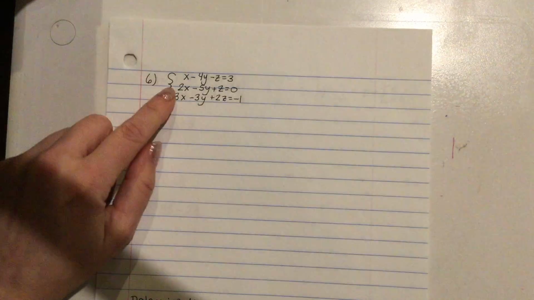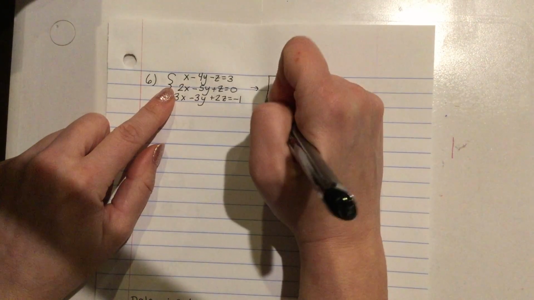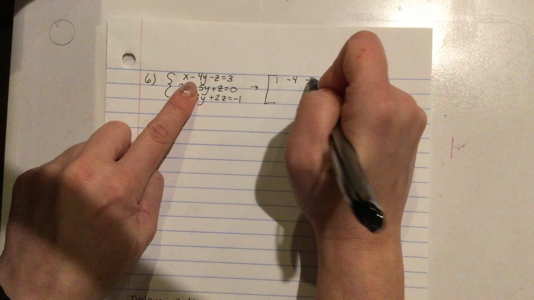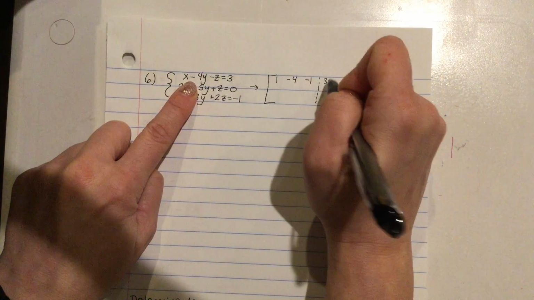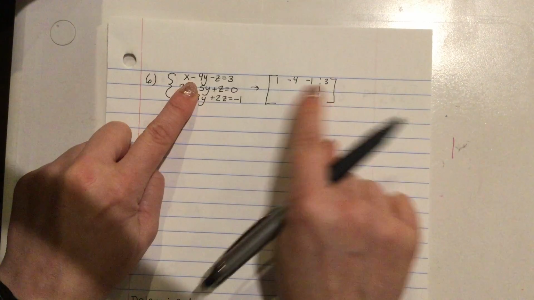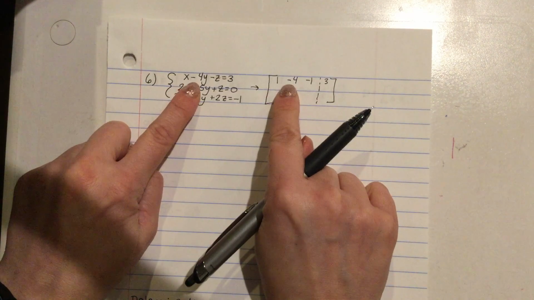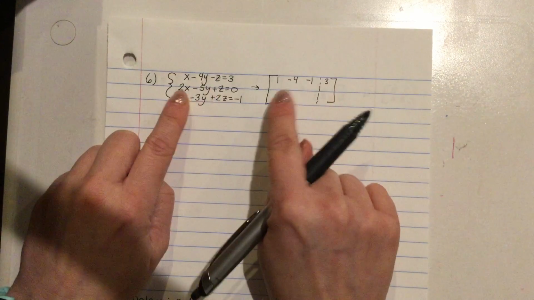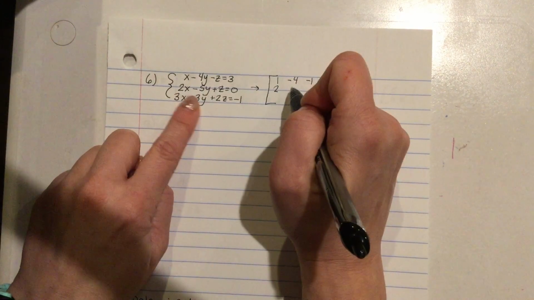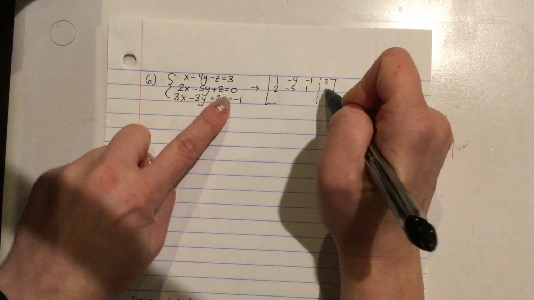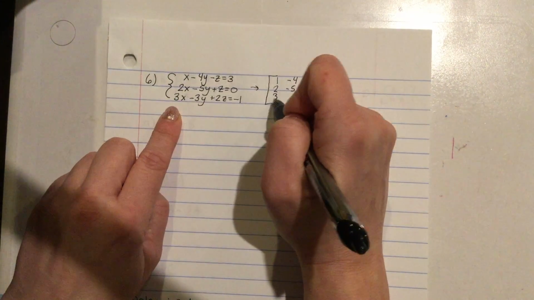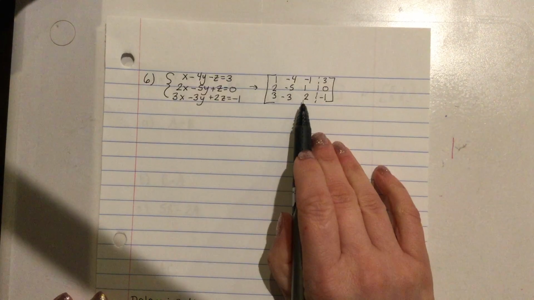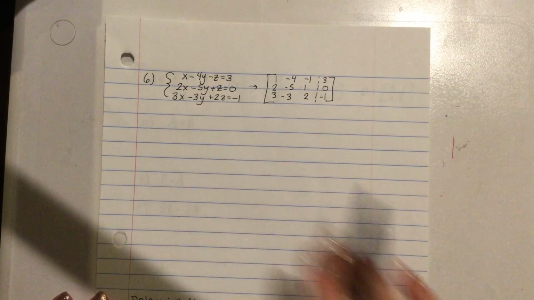You can take a system and write it in what's called an augmented matrix. So there you are just using the coefficients. So this is what the augmented matrix would look like for the top row. 1 in front of x, negative 4 in front of y, negative 1 in front of z equals 3. The middle row, 2, negative 5, 1, 0. The bottom, 3, negative 3, positive 2, negative 1. This is an augmented matrix for the system.